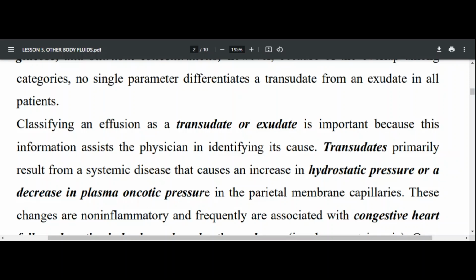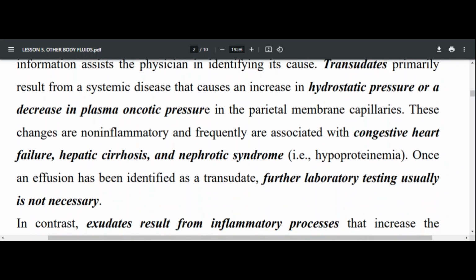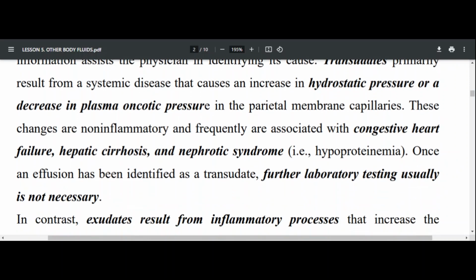These changes are non-inflammatory, of course, and they are associated with congestive heart failure, hepatic cirrhosis, and also nephrotic syndrome. Both hepatic cirrhosis and nephrotic syndrome are associated with decreased levels of albumin protein. Both are associated with hypoalbuminemia. So in this term, we have said hypoproteinemia, but of course, we are dealing with albumin here.